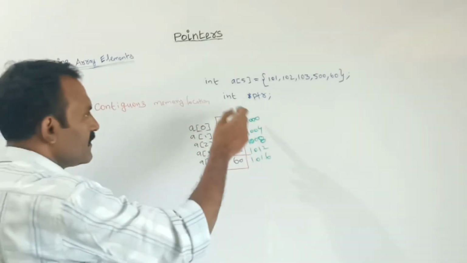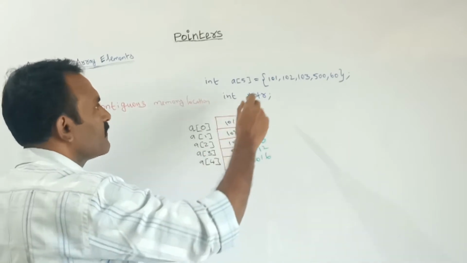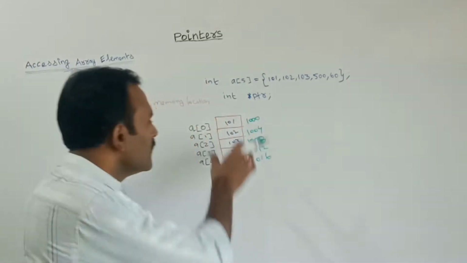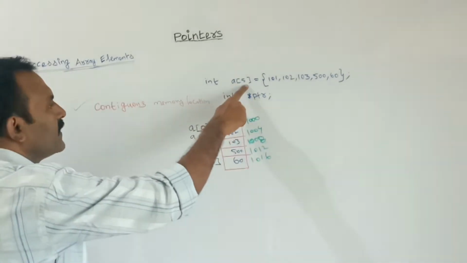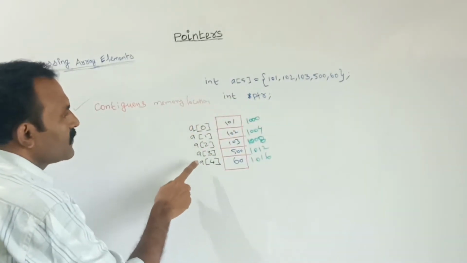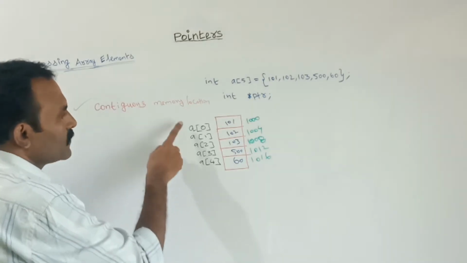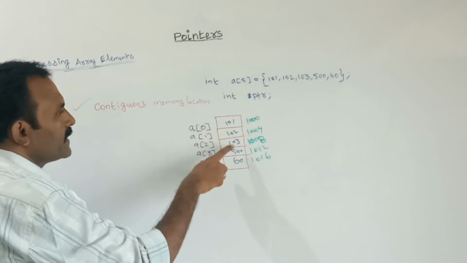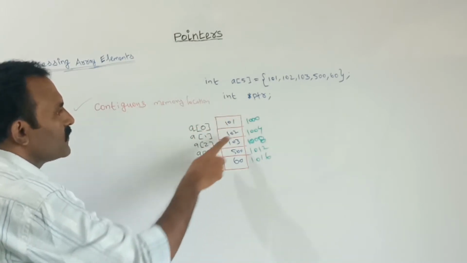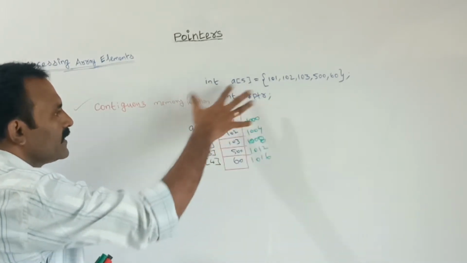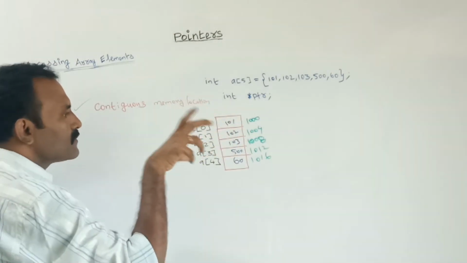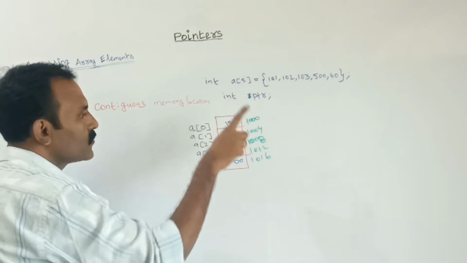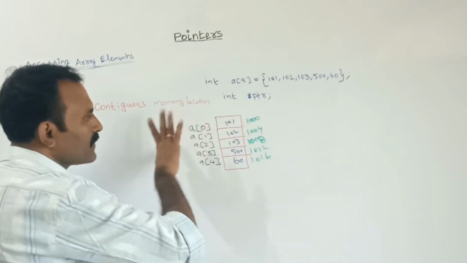The compiler will store whatever elements you give in the array in this way. Totally a of 5 means a of 0 to a of 4, the subscript values 0 to 4, totally 5 elements. Each element contains 4 bytes, 5 into 4 is 20. So for a it allocates 20 bytes of memory, and the memory location starts from 1000 to 1020.